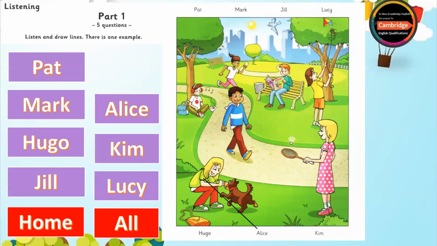5. And look at that girl, the one in the shorts. Is that your friend Lucy? Yes, that's Lucy. Oh dear. Look at her kite. Oh, don't worry. I can get it for her. Oh, thanks, Dad.